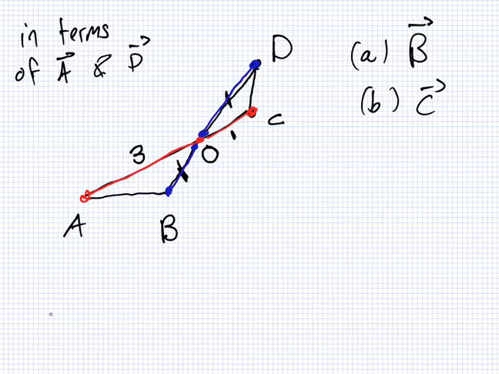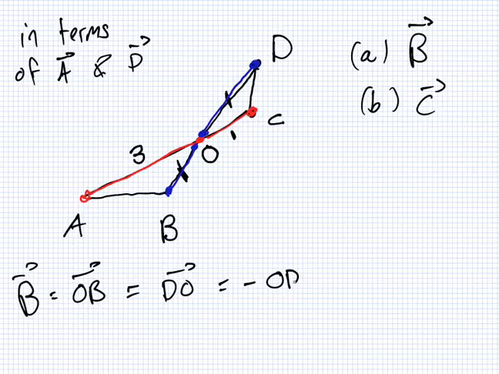What is the answer? B can be written as, very good, minus D. So if you look, here's the answer. B equals OB, which is the exact same thing as DO. OB is the same as DO. They're the same length and the same direction, which is the same as minus OD, which equals minus D. So B equals minus D. Okay, now try please and get me the C.